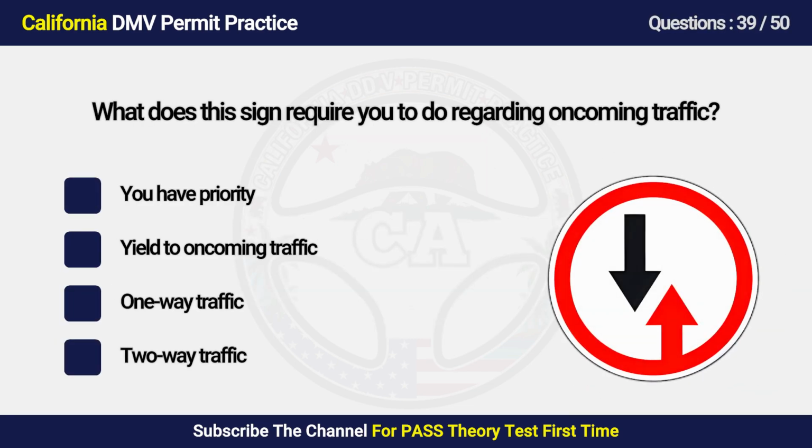Question 39. What does this sign require you to do regarding oncoming traffic? A, you have priority. B, yield to oncoming traffic. C, one-way traffic. D, two-way traffic.